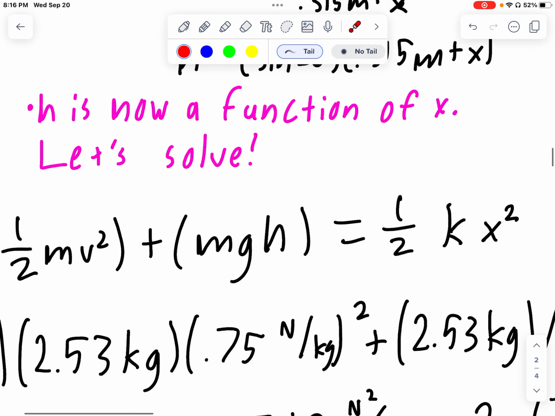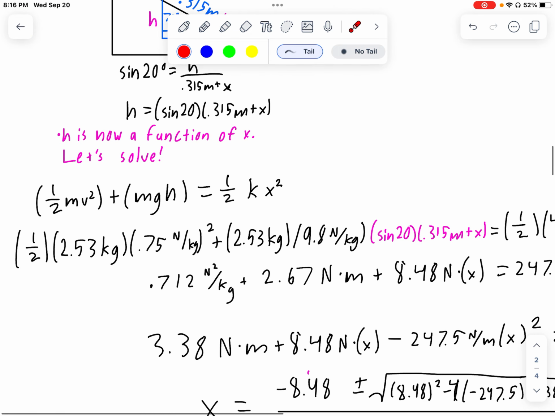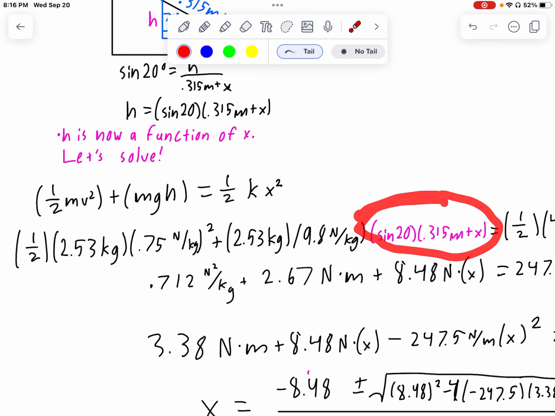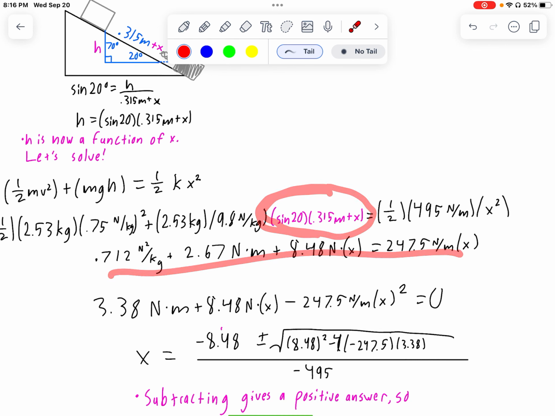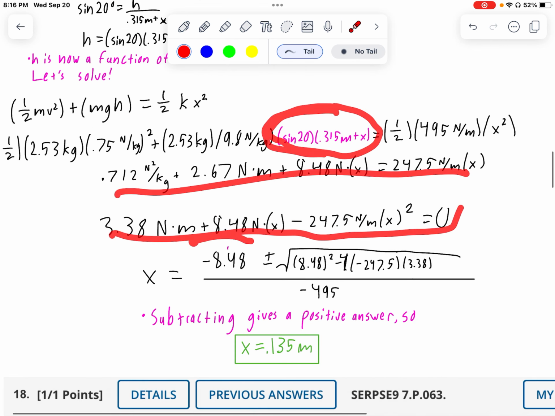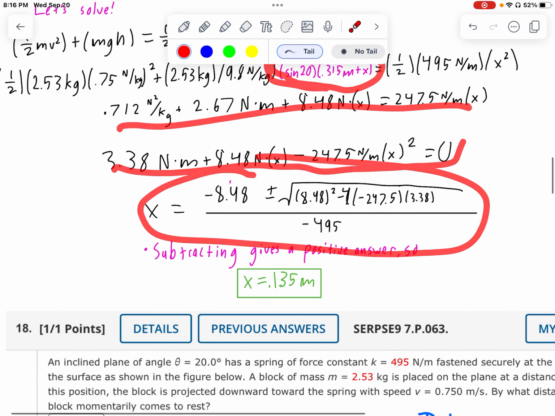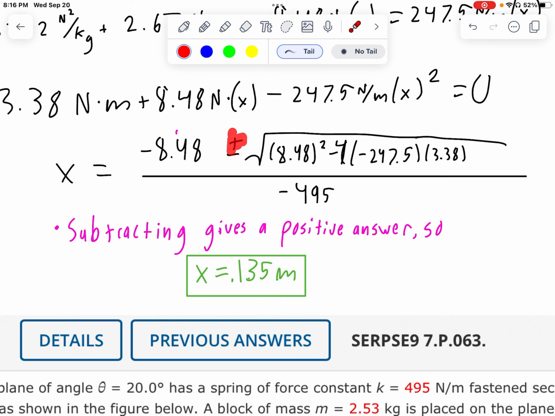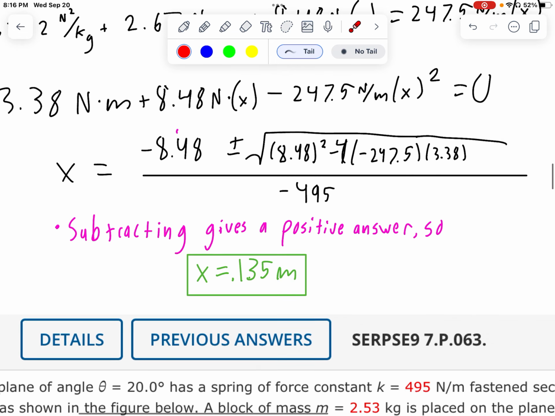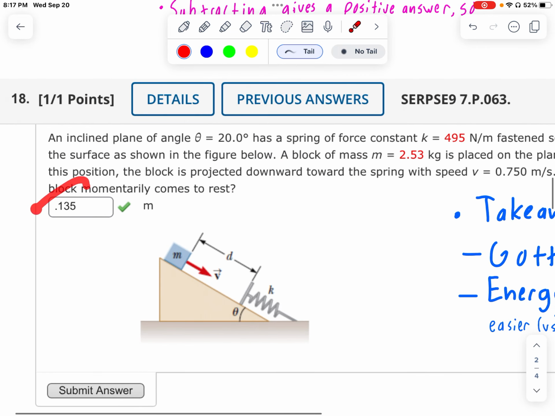Now we can go ahead and plug in our values. You can see I plugged in what we solved for h, and then did some simplifying, more simplifying, and the quadratic formula. Subtracting gives us a positive answer, so we can't use the positive root, I apologize, we have to use the negative, because subtracting gives a positive answer. So x equals 0.135 meters. Put that in the WebAssign.